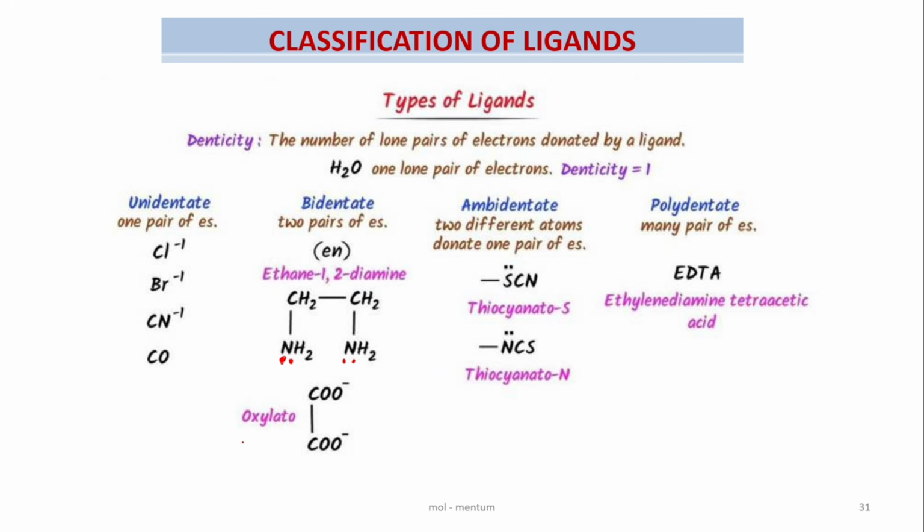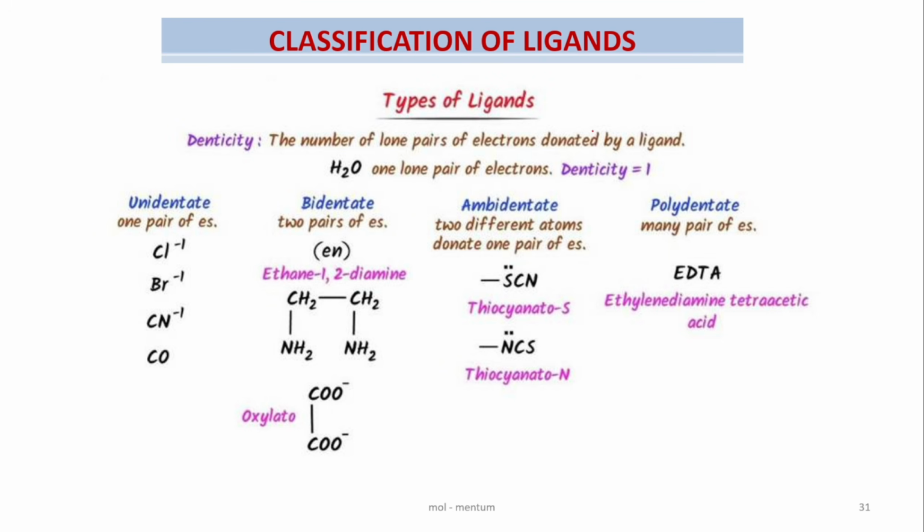Second example, we have discussed oxalate. One pair from this side, one pair from this side, so it can bind at two sides. So these are bidentate, or didentate. The third category is polydentate. If it donates from more than one site, it is called polydentate, meaning more than three bonds at the same time.